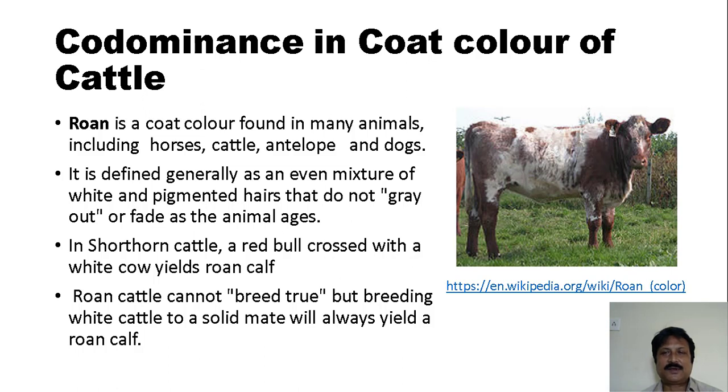If I cross the roan coat color animals, then again there will be segregation and you cannot get all roan coat color. Yes, you can get roan, but the ratio again will become 50%. So to get more roan coat color animals, the best way is to cross a red bull and a white cow, and then 100% are roan coat color. This is how we can explain codominance in the cattle also.